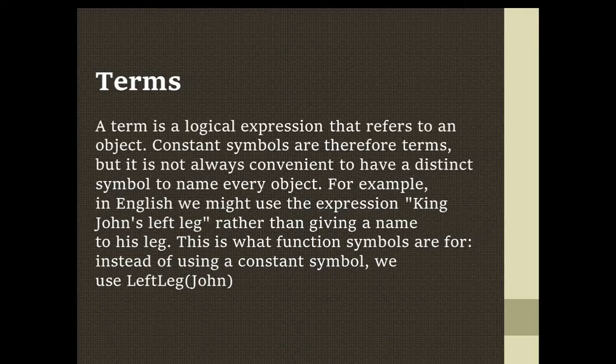Term. A term is a logical expression that refers to an object. Constant symbols are therefore terms, but it is not always convenient to have a distinct symbol to name every object. For example, in English, we might use the expression King John's left leg, rather than giving a name to his leg. This is what function symbols are for. Instead of using a constant symbol, we use LeftLeg(John).